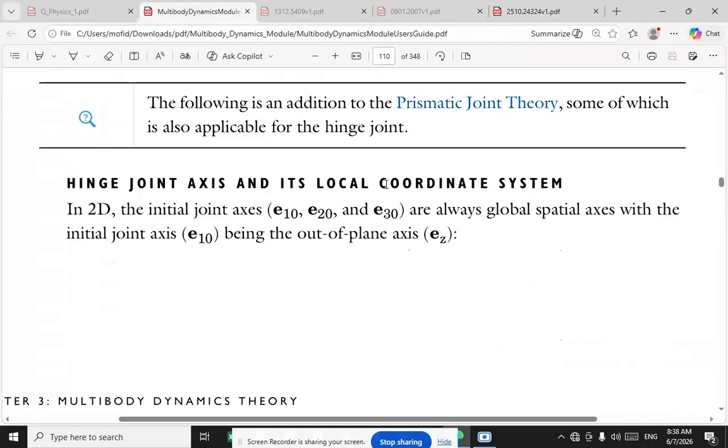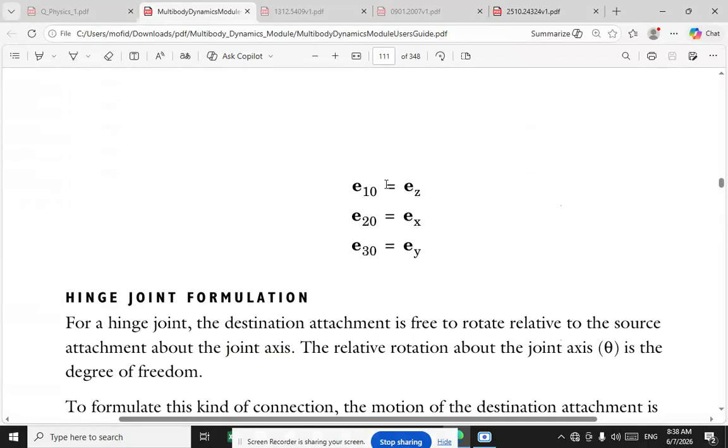In two dimensions, the initial joint axes e10, e20, and e30 are always global spatial axes, with the initial joint axis e10 being the out of plane axis.